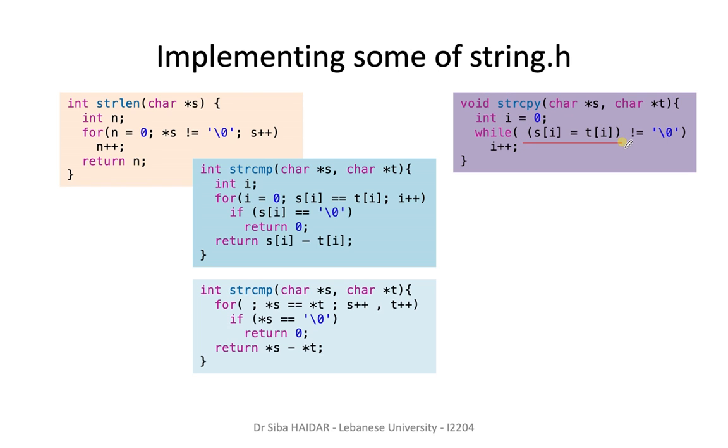This is an affectation. This is only one equal sign, not a double equal. We are not comparing s of I to t of I. We are putting inside s of I the value of t of I and evaluating the expression. The expression will return the value that was assigned. So while s of I receives t of I and t of I was not \0, so we didn't finish yet, increment I and then copy the next character from t of I to the next place in s of I. Okay, so this is it.